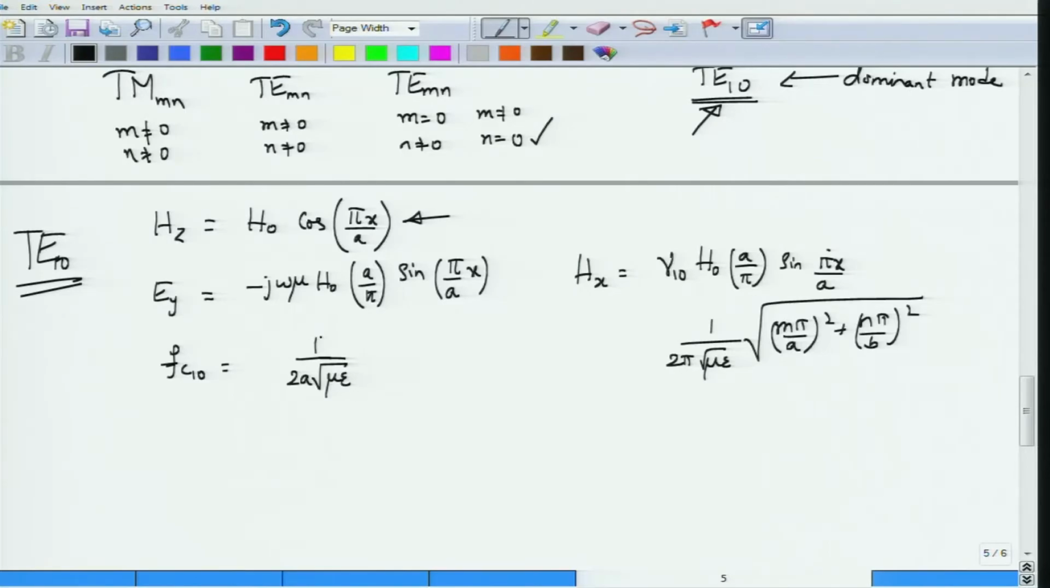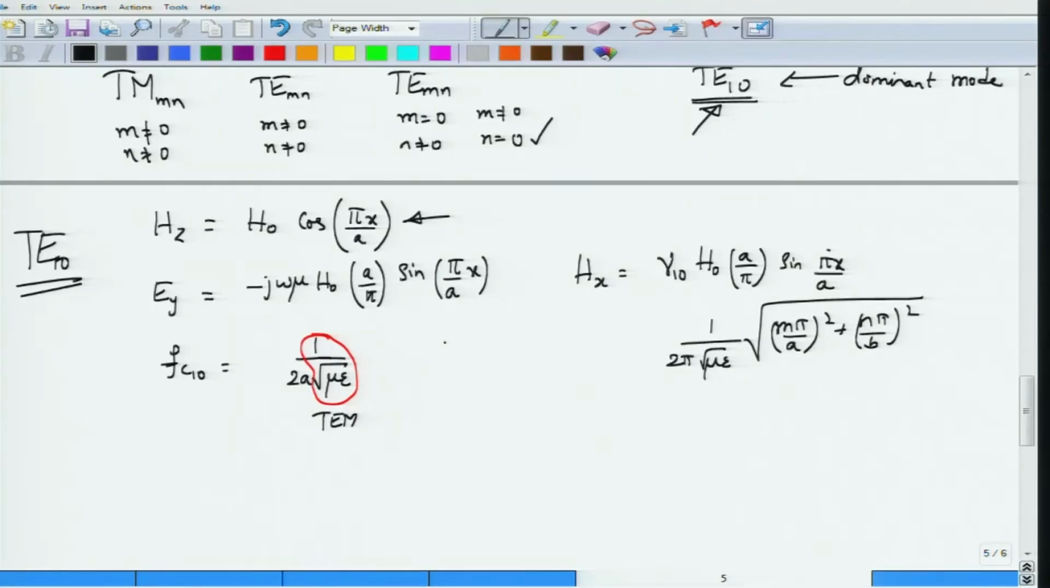We already have said that 1 by square root of mu epsilon is the velocity of the wave inside the waveguide. So you can even think of this, and in fact this velocity of the wave would actually be equal to the velocity of the TEM mode, not that it is supported, but in a free space kind of situation this would be the velocity, right.